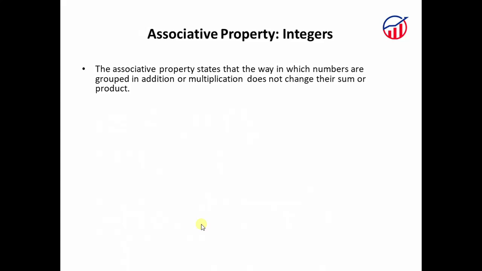Next we move on to the associative property for integers. What does the associative property for integers state? It states that the way in which the numbers are grouped in addition or multiplication does not change their sum or the product. So let's check out an example.